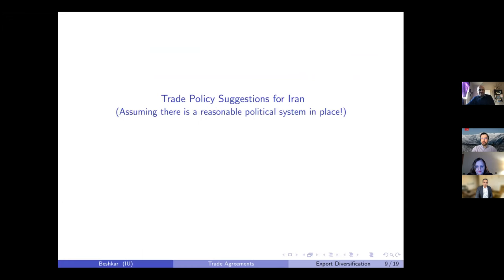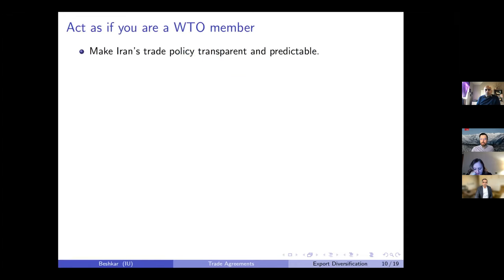Yes. Great. So based on what I just mentioned, there are some trade policy suggestions for Iran or any major oil exporter that they can adopt. Of course, here I'm assuming that there is a reasonable political system in place, which is unfortunately far from truth right now. But in case we have a political system that can start thinking about free trade and international trade, there are two major steps that an oil exporting country can take.